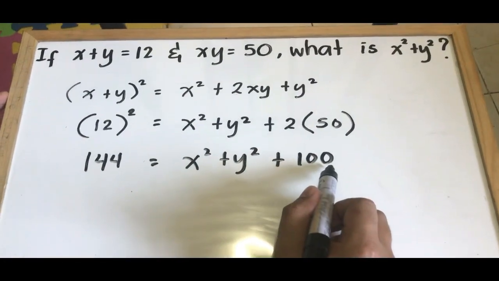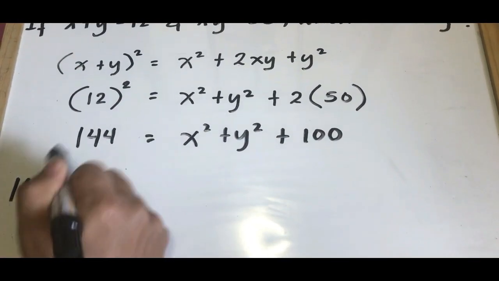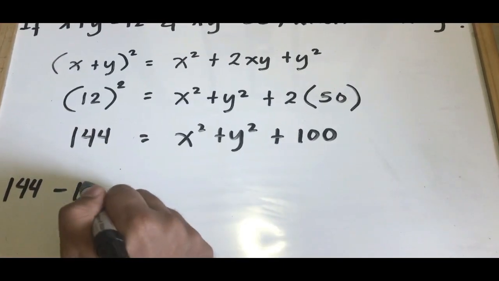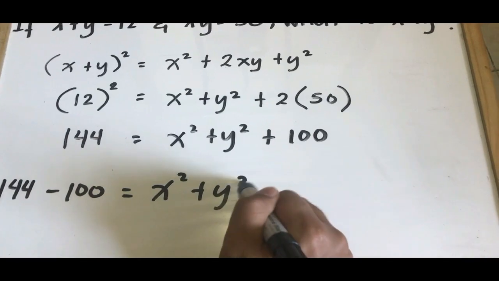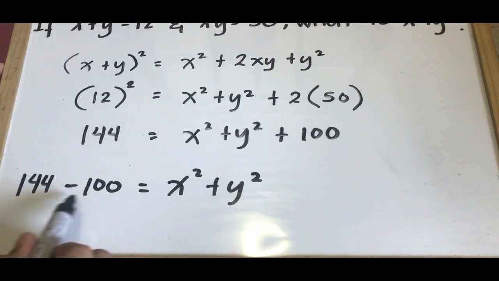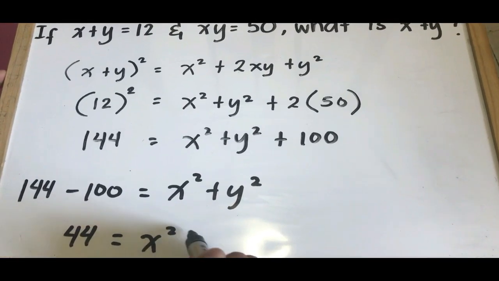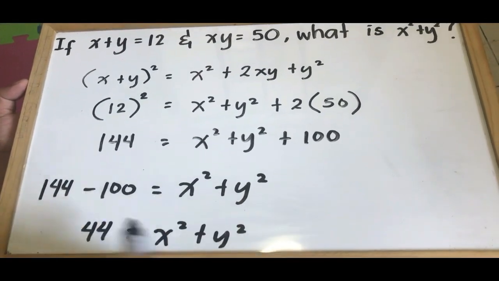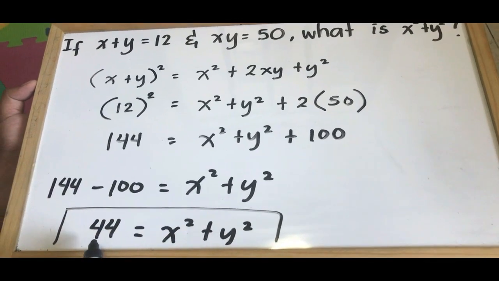Next, we need to transpose positive 100. So 144 minus 100 is equal to x squared plus y squared. Subtract, it will give you 44. x squared plus y squared. So the value for x squared plus y squared is 44.